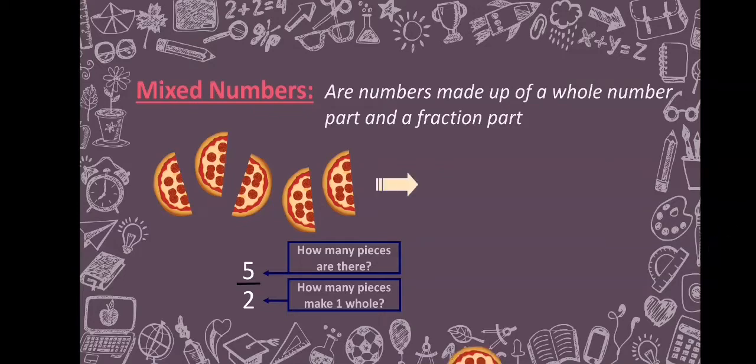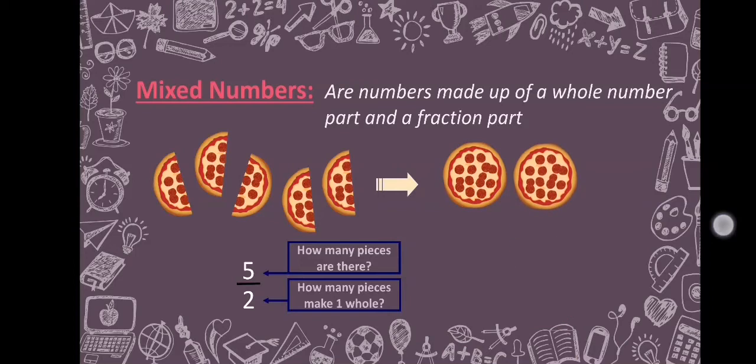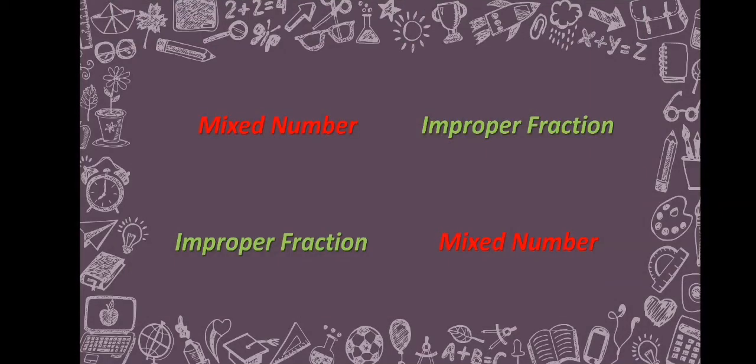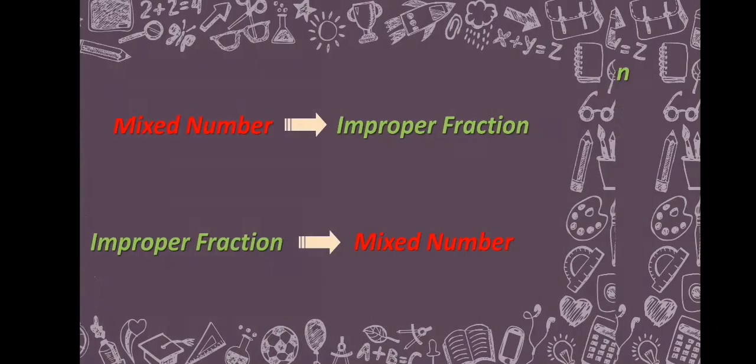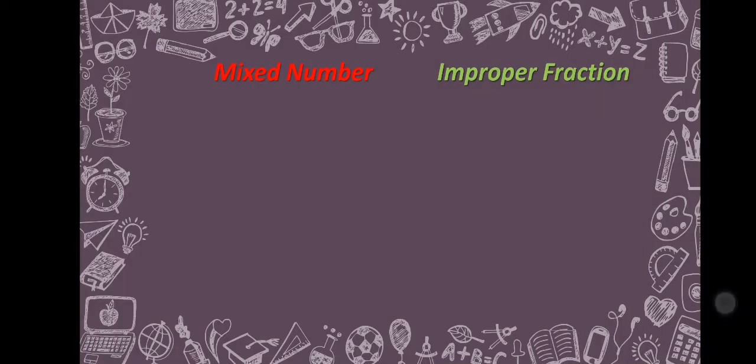So here I have one whole, another one, and there is a half left. When I combine the 5 slices together, they give us 2.5 pizzas. And this is our mixed number. It's a combination of a whole number and a fraction. And in today's lesson, we are going to learn how to write a mixed number as an improper fraction and an improper fraction as a mixed number. Let's start with rewriting a mixed number as an improper fraction.